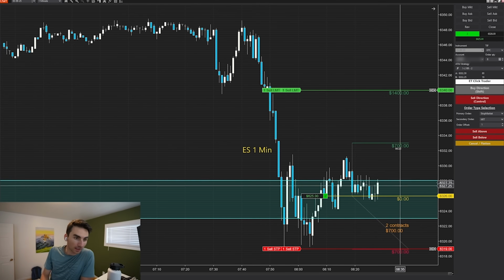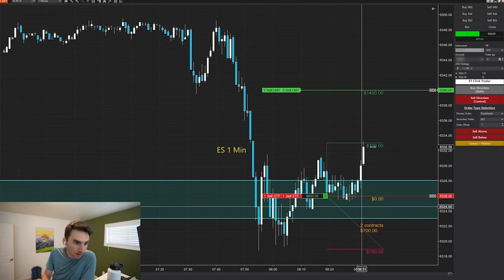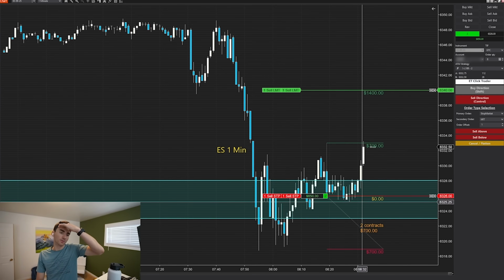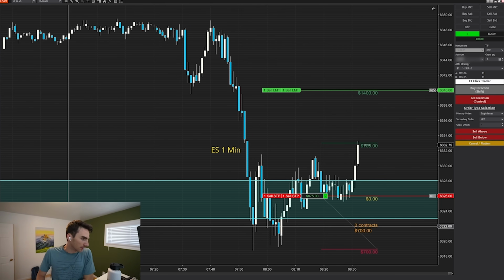Okay, we're getting a pop here. So I'm going to move to break even now. Sometimes I would move to this low, but if it pulls back off of that, I'm just going to get out.